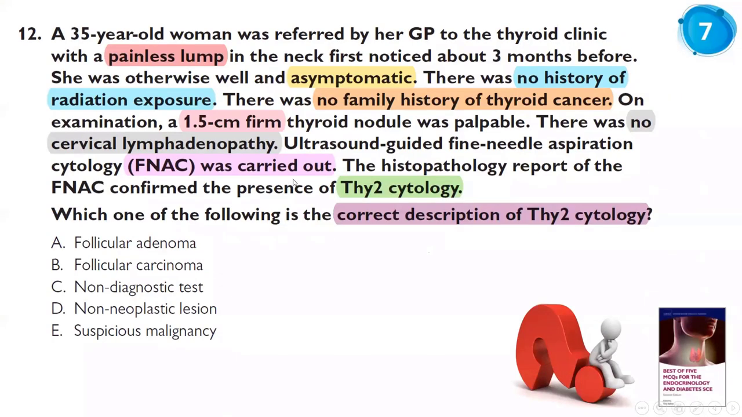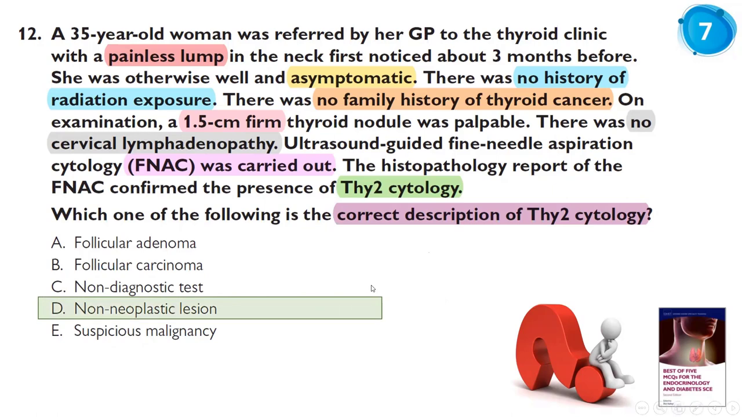So they ask about a very important scenario. I will read the scenario, but which one of the following is the correct description of site 2? This is a question and we can answer by just reading the question. No need for the scenario. Which one? Site 2? Yes, D is the correct one. So this is a non-neoplastic lesion, not a benign one. The correct answer is non-neoplastic lesion.